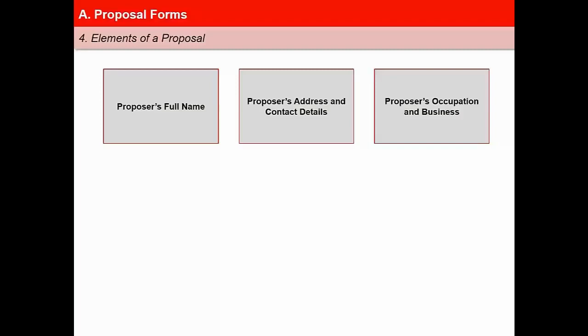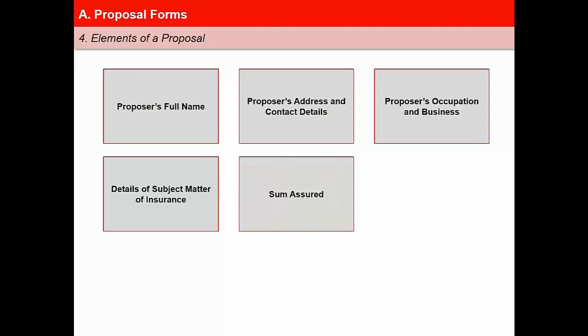Fourth, details and identity of the subject matter of insurance. The proposer is required to clearly state the subject matter that is proposed for insurance. Fifth, sum assured. It indicates limit of liability of the insurer under the policy and has to be indicated in all proposal forms.